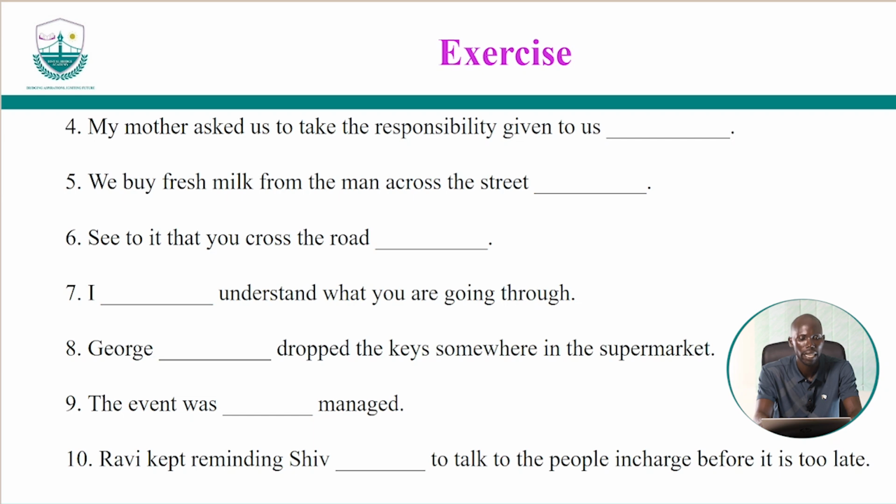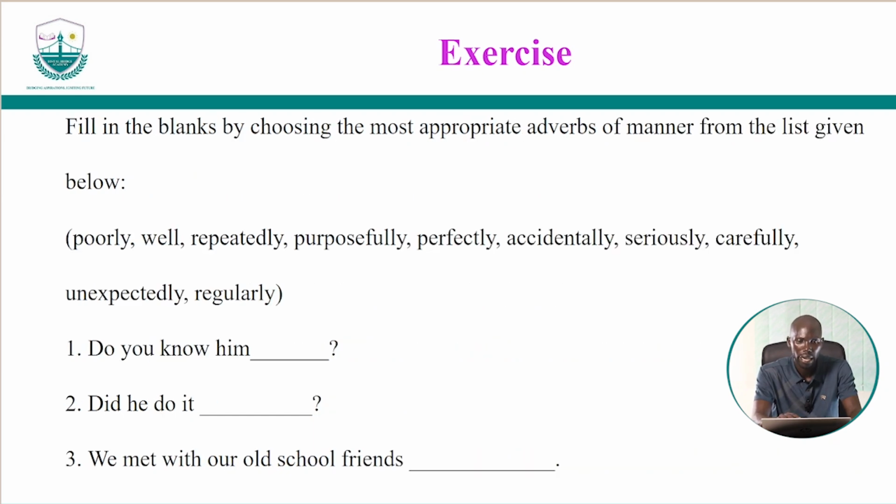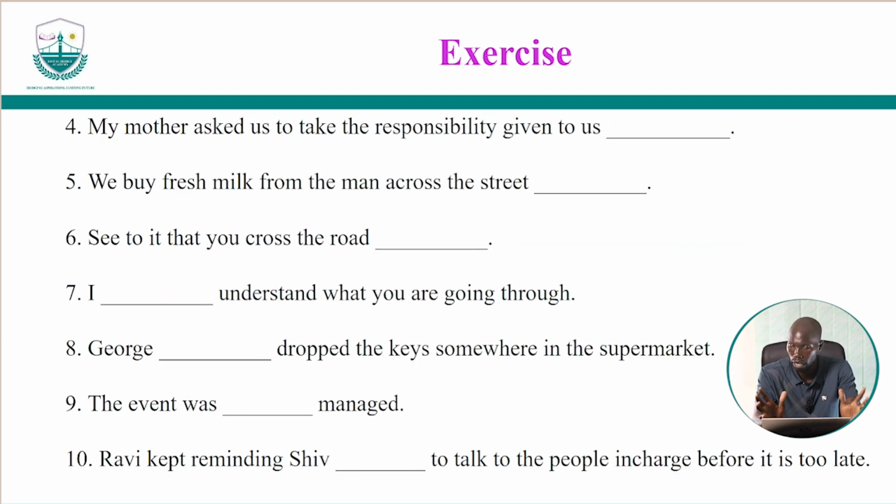Number 7, I dash understand what you're going through. Do you say well, poorly, repeatedly? Pick one of these adverbs of manner in the bracket and use it for answering this 7th question. Don't pick one and use it again. If you're going to do it, technically you're going to fail one question, because each one is only used once. You use one maybe for 7, you don't use it anywhere else. If you use one for 8, never use that again in any of the given sentences.